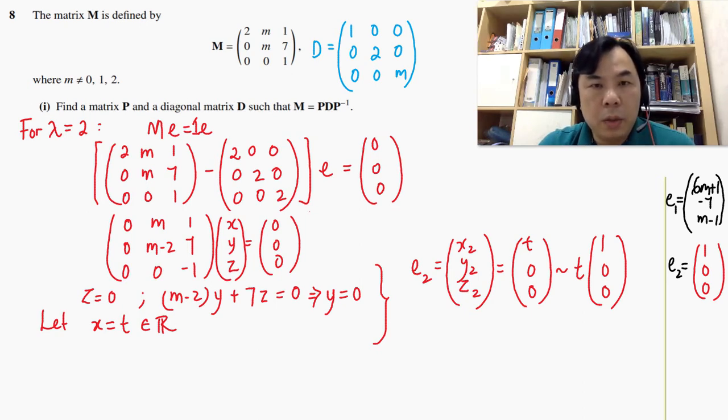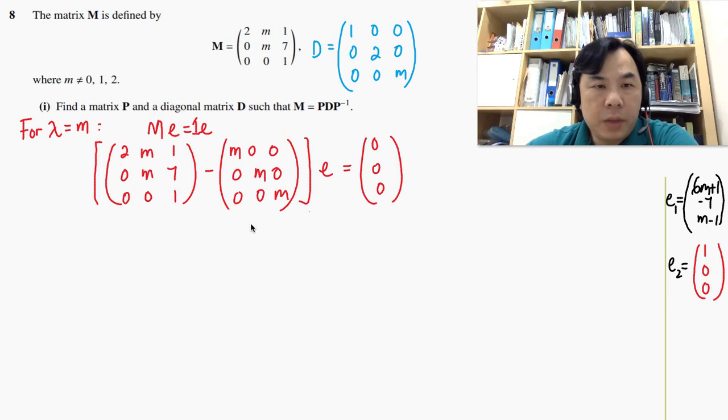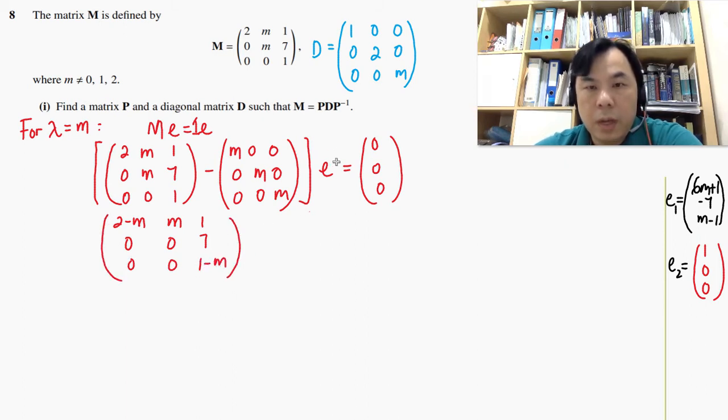And then lastly, we're going to work out the eigenvector corresponding to eigenvalue lambda equal to m. For the last eigenvector, the structure is exactly the same, except that now lambda is equal to m. All we need to do is carry out the same procedure. Now we will have 2 minus m, m, and 1. Here it will be 0, 0, 7. And then next we have 0, 0, 1 minus m. The eigenvector here I can represent as x, y, z also.